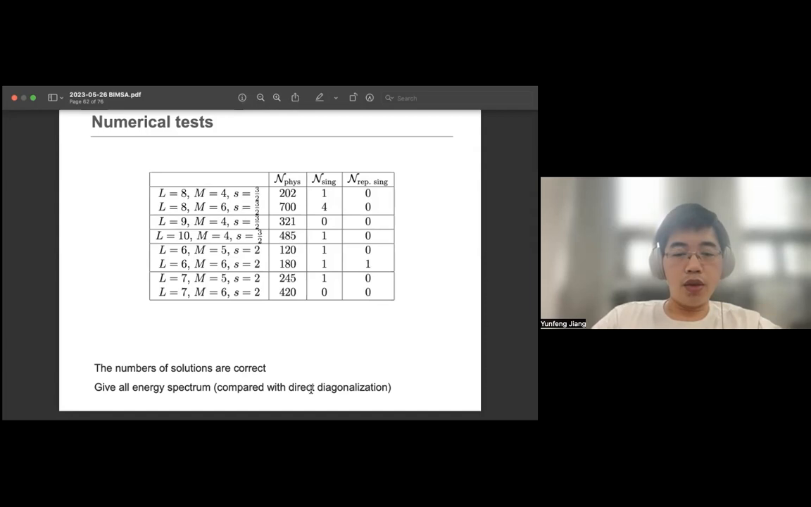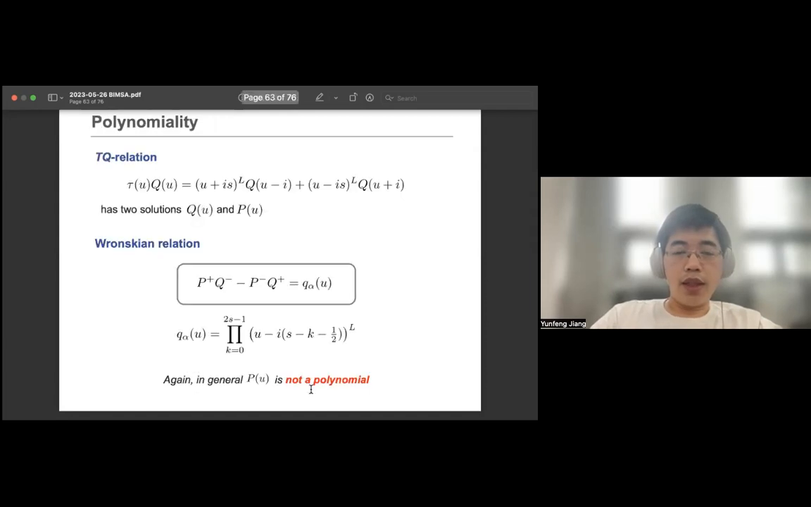So this is some example for S equals 1, and some example for S equals 3/2 and 2. And actually, we can also prove this more rigorously. And this, again, we need to use the polynomiality. So again, we come back to this important intuition that the polynomiality is related to physicality.